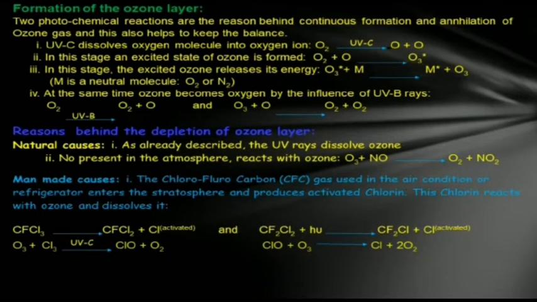The reasons behind the depletion of the ozone layer are the natural causes. As already described, the UV rays dissociate the ozone. Nitric oxide present in the atmosphere reacts with the ozone, which gives O3 plus NO, which further reacts and gives O2 plus NO2.